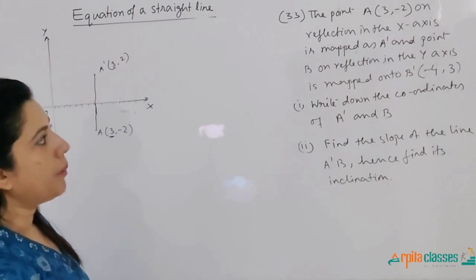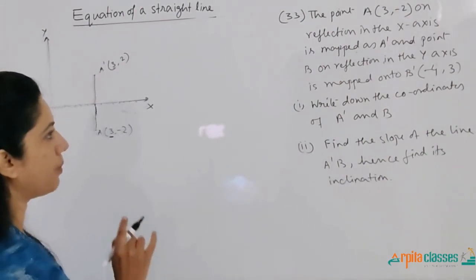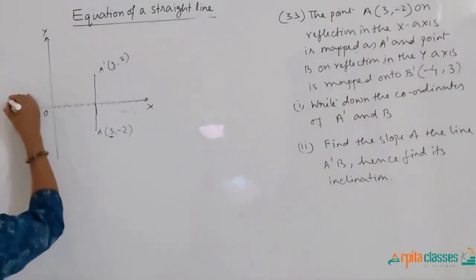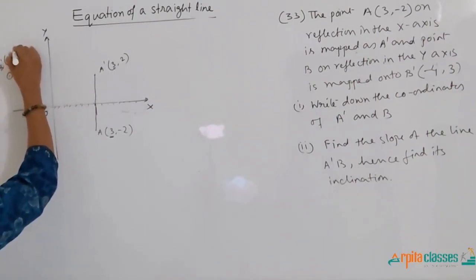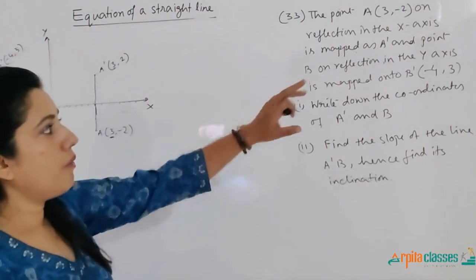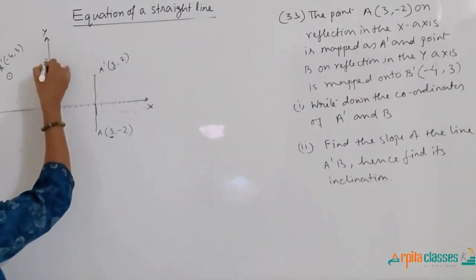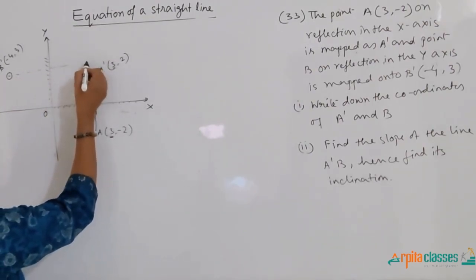And point B on reflection in the y-axis is mapped onto B dashed. So B dashed is minus 4 comma 3. Minus 4 is somewhere here and 3. So 1, 2, 3. This is your B dash. B dash is minus 4 comma 3 and B is on reflection in the y-axis. That means if the y-axis is the mirror now, B should be somewhere here, right?